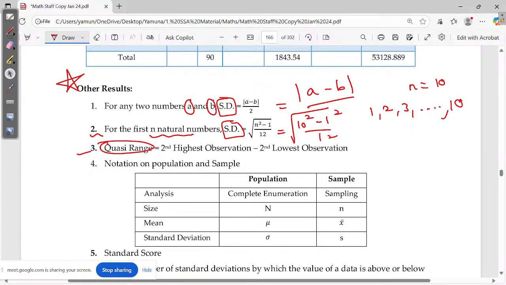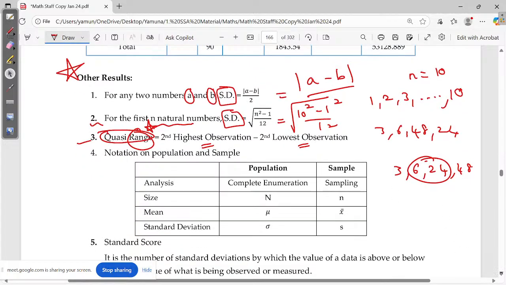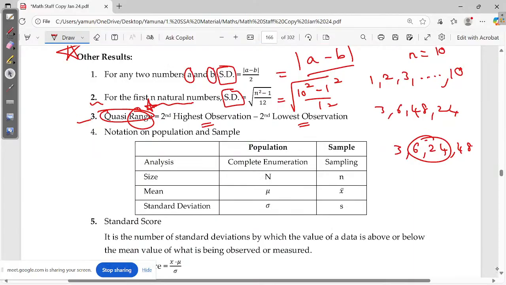Please highlight. It's not quartile deviation. Okay. It's not interquartile range or something like that. It's Cauchy range, which means you take the second highest observation and the second lowest observation and subtract. You remember the first problem, 48, 24. You do the arrangement: 24, 48. What's the Cauchy range? 24 minus 6. Okay. We have to be keen on this word, range, not deviation. Cauchy range. Second highest observation minus second lowest observation.